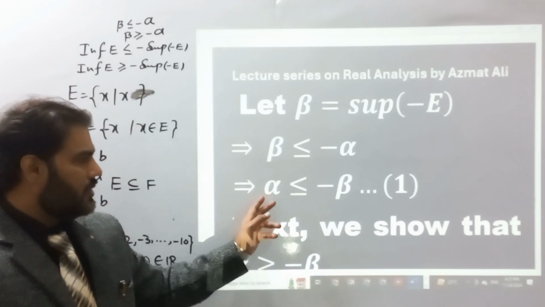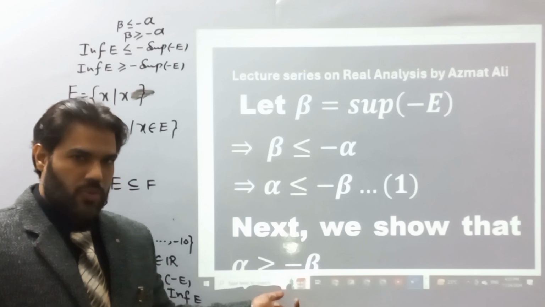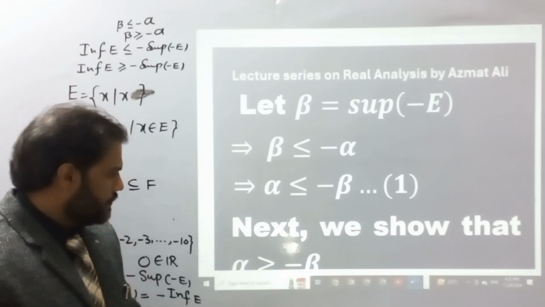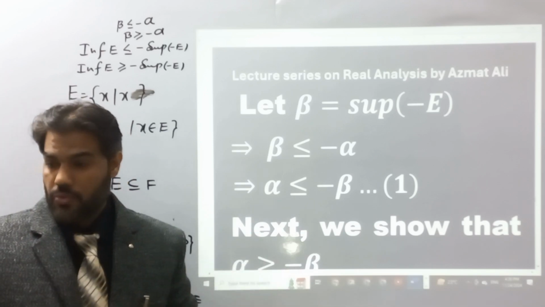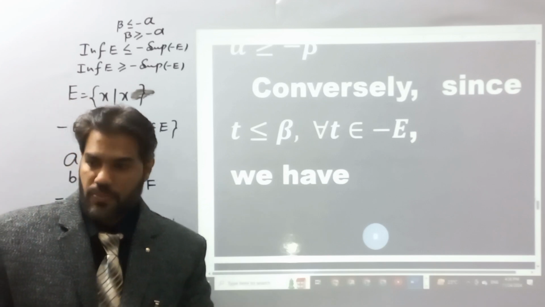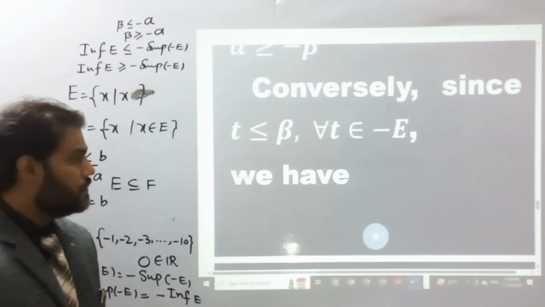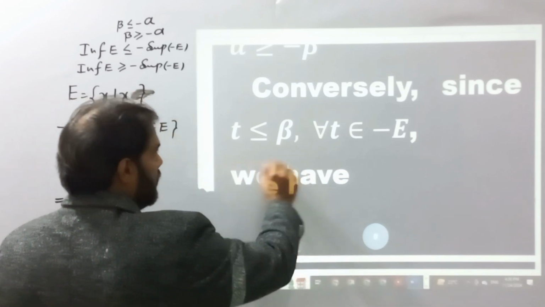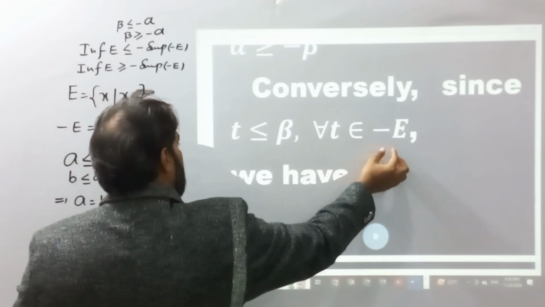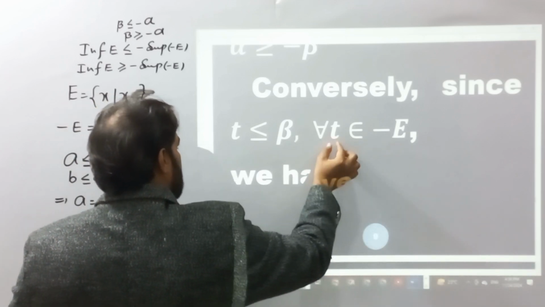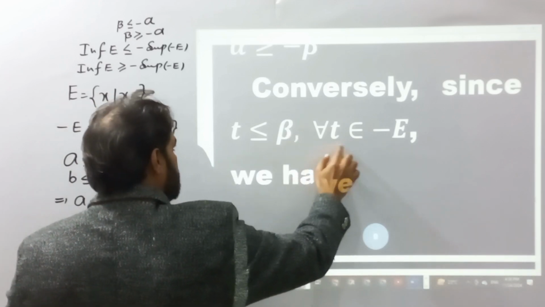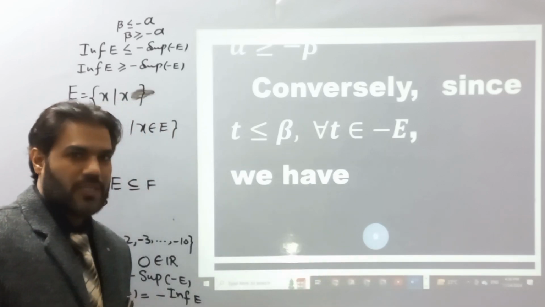Next we show that alpha is greater than or equal to minus beta also holds. Conversely, suppose that the elements of the set minus E are of type T, T belongs to minus E, that is, an element of the set minus E is T.